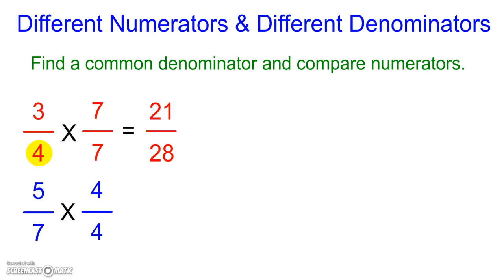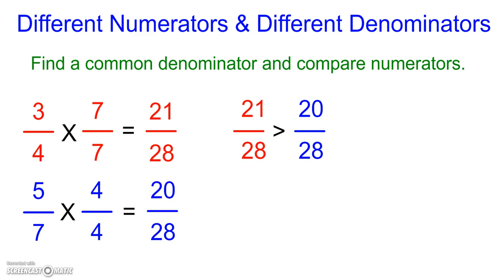Using the 4, I'll use the magic 1 of 4/4. 5/7 times 4/4 equals 20 over 28. Now that my fractions have the same denominator, the comparisons are very easy to see. 21 over 28 is greater than 20 over 28. Or I could say that 20 over 28 is less than 21 over 28. Boy, that really was close, wasn't it?